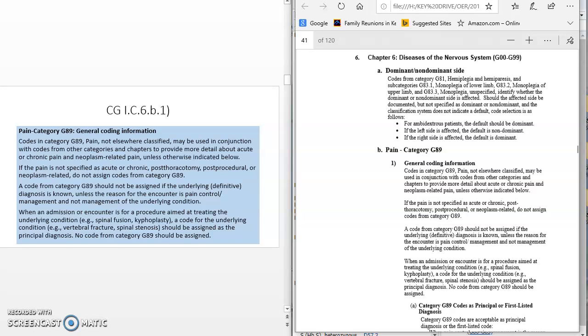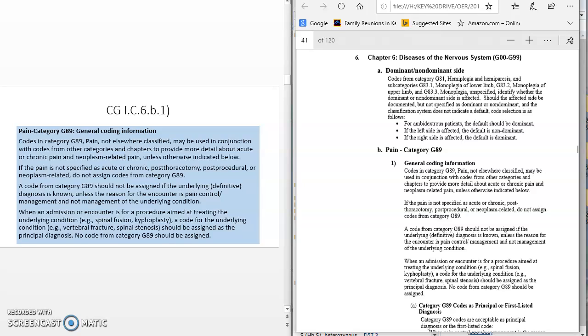Coding guideline 1C6B is pretty extensive, so we're going to break it down, and in this video we're just going to focus on the coding guideline information at 1C6B1, and this is the general coding information.